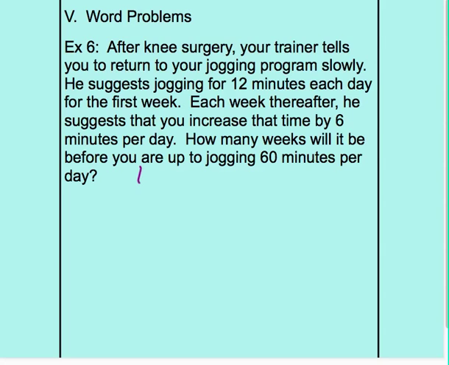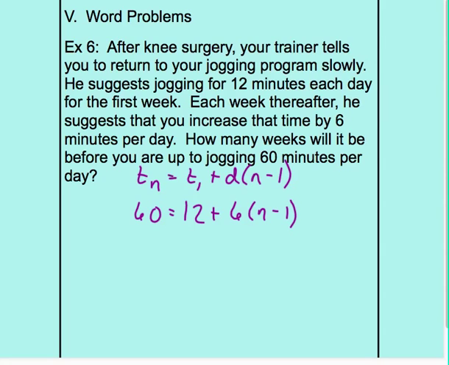So in order to think about this in terms of our formula, the last term, ideally we want to get up to 60 minutes of jogging. Our first term, we're jogging for 12 minutes. Our common difference, we're adding 6 minutes a week. What we don't know is how many weeks, or n, how many number of terms.